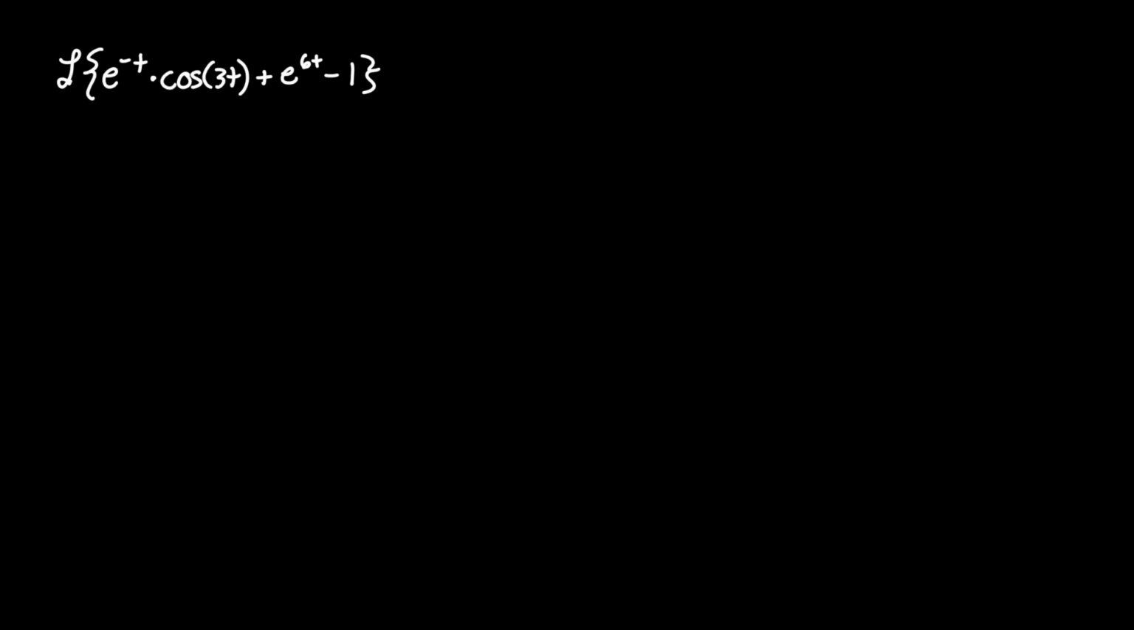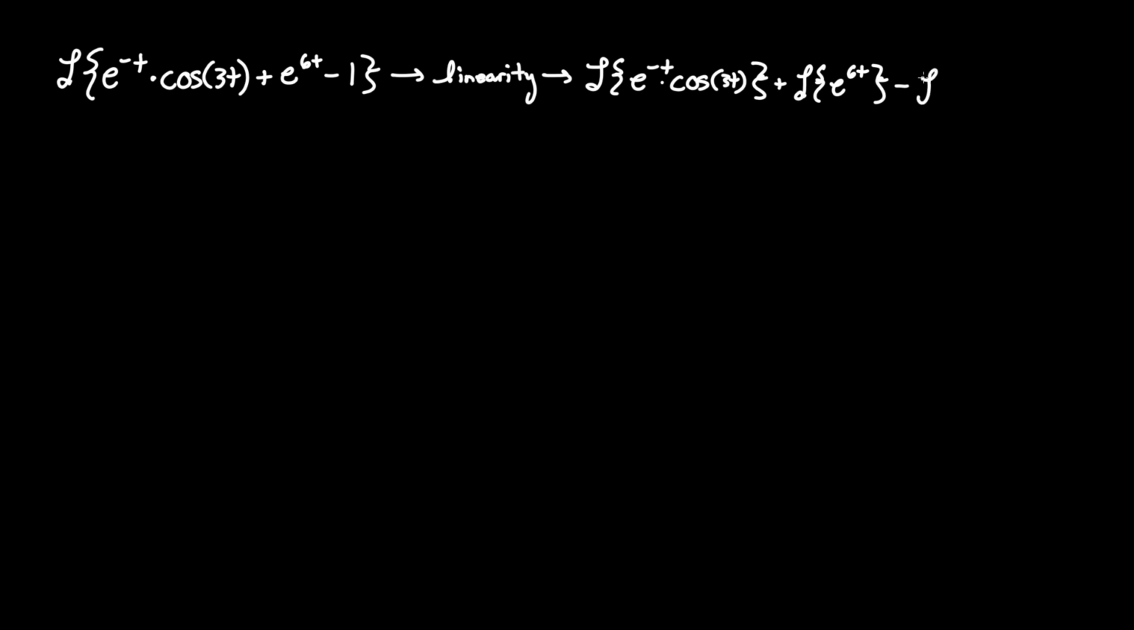Find the Laplace transform of e to the negative t times cosine of 3t plus e to the 6t minus 1. So we can break this up using linearity, where it becomes now the Laplace of e to the negative t cosine of 3t plus Laplace of e to the 6t minus the Laplace of 1. So let's look at the first one.